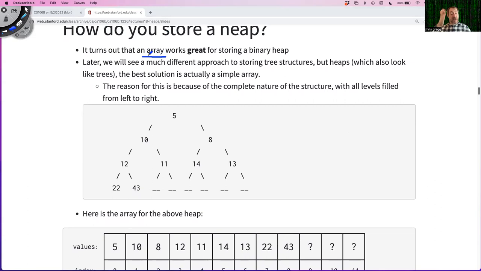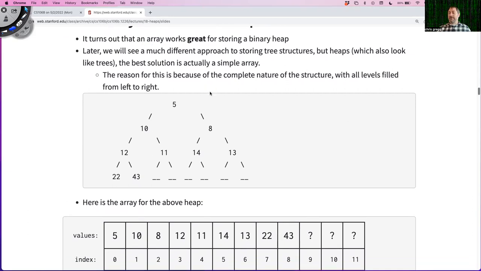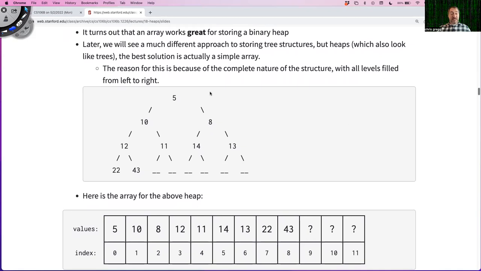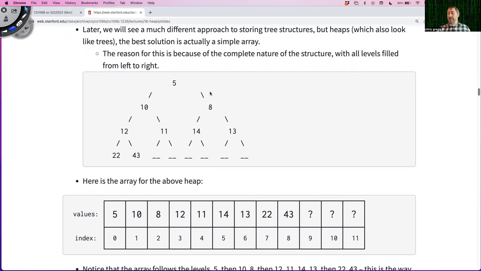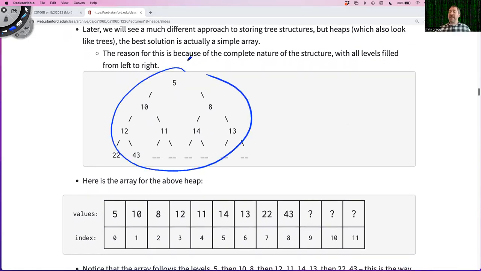What is an array or vector? It's a set of locations where one is one after the other in memory, just like any other vector or array that we've seen in the class so far. This is the way we're going to store the heap. It turns out this works partially because of the completely filled nature of heaps. So here's what it actually looks like. I'm going to show you this heap. If I put it into a vector, it looks like this. Now, let's think if we can figure out what's going on here. Here are the indexes into the vector, and these are the values.